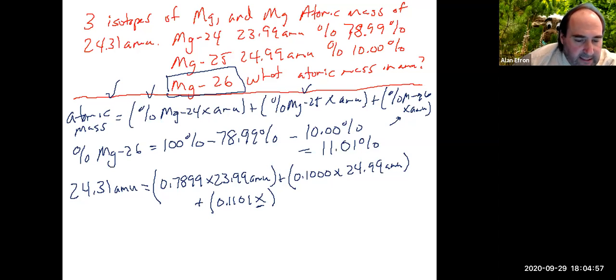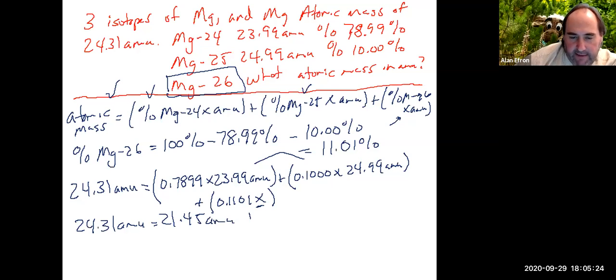That's kind of what we're looking for at this point. So what we could do is kind of clean up both of these guys. So if I clean up those guys there, I get 0.7899 times 23.99 plus 0.1 times 24.99 gives me 24.31 AMU equals 21.45 AMU plus my last isotope over here, basically.